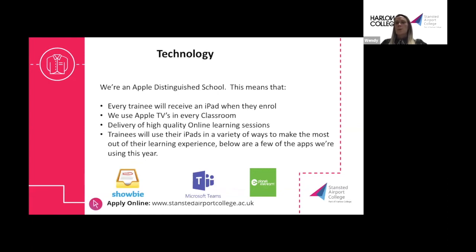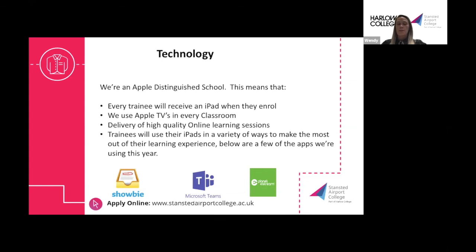We are an Apple Distinguished College, and this means that we're recognised for delivering and developing digital skills amongst our trainees. Every trainee will be issued with an iPad when they enrol. This enables us to deliver learning to individuals whenever and wherever. We deliver high quality online lessons, and that's been particularly useful during the current climate where we've been able to continue high quality lessons for individuals so that they are successful in their programmes.